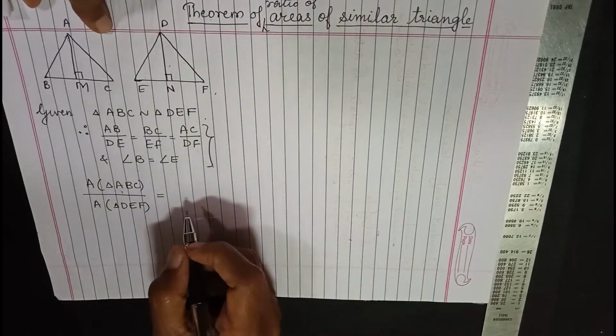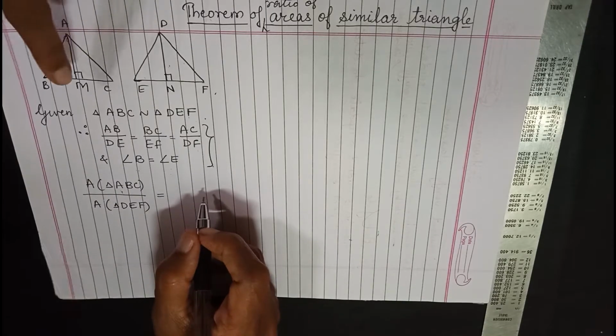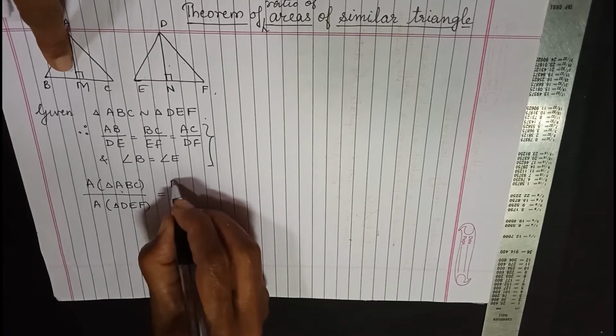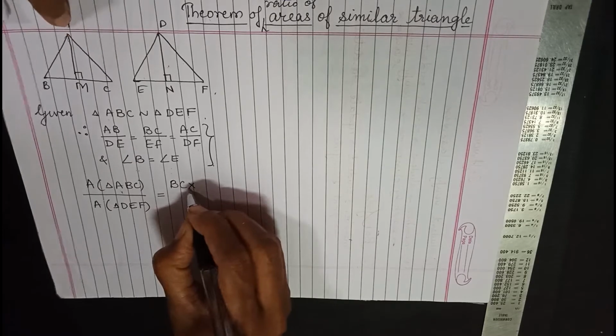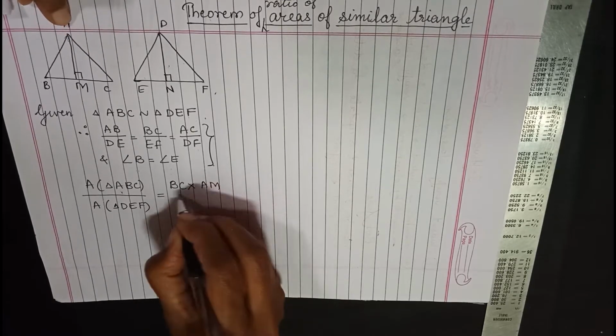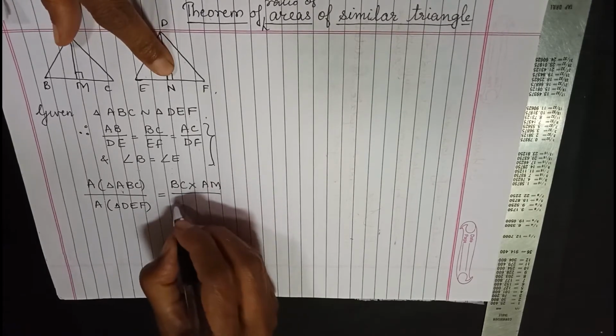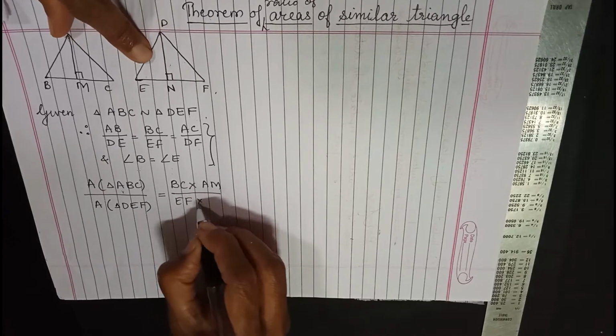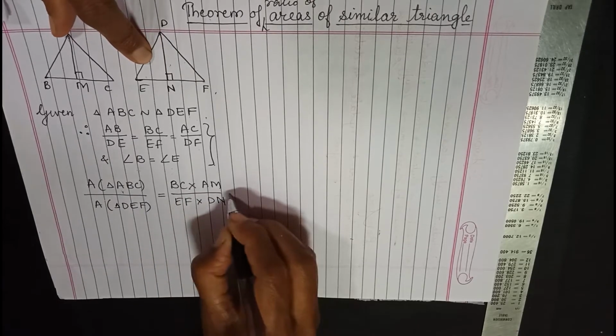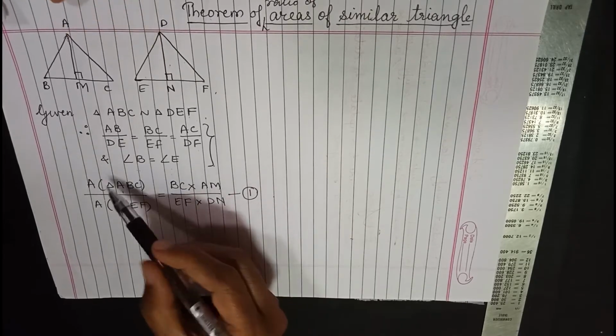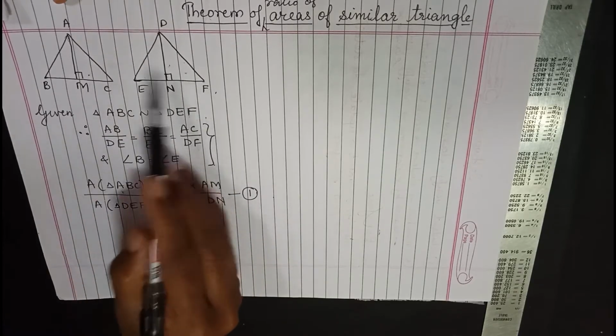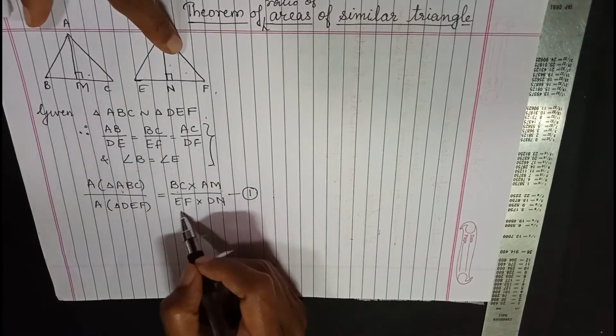and DN is the height in the second triangle. Then as per the formula B1H1 upon B2H2, here B1 is nothing but BC and H1 is AM. Similarly here the base is EF and the height is DN. So I get my first equation, wherein I get the ratio of the areas of the two triangles using B1H1 upon B2H2.